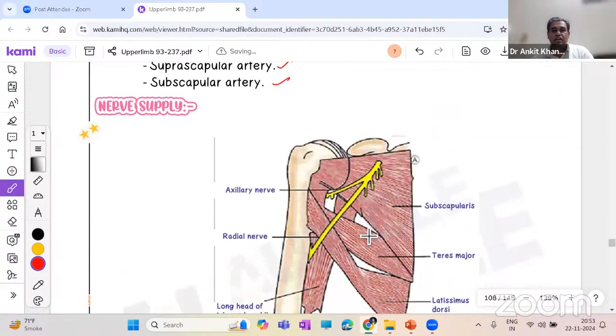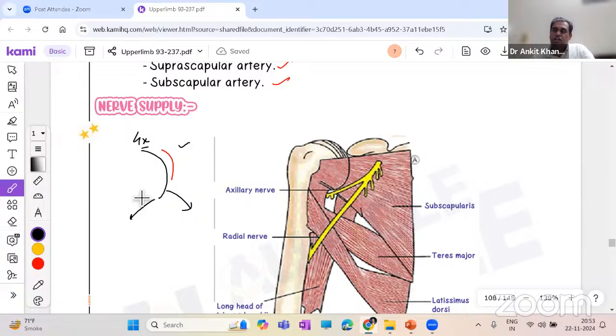Nerve supply again. Why is nerve supply important? Because suppose there is a shoulder dislocation. That is very common in larger joints. Most commonly dislocation is seen in the shoulder joint. Why? Because we have discussed before also, the glenoid cavity is this much and the head of humerus is this much. The surface area of the head of humerus is 4 times the surface area of the glenoid cavity. If the ball is bigger in size, it can easily move away from the socket. That is known as shoulder dislocation.